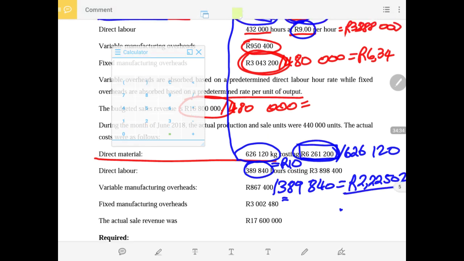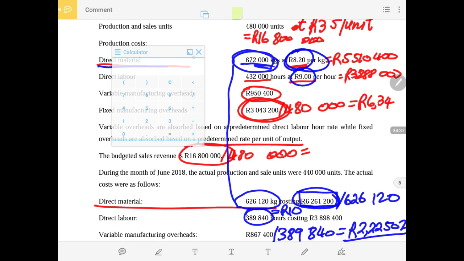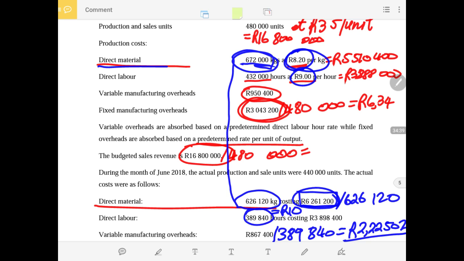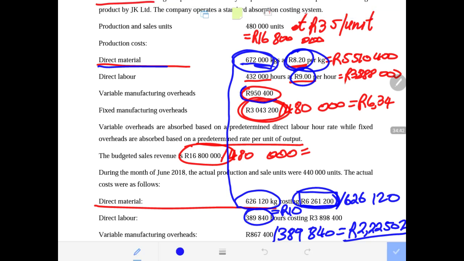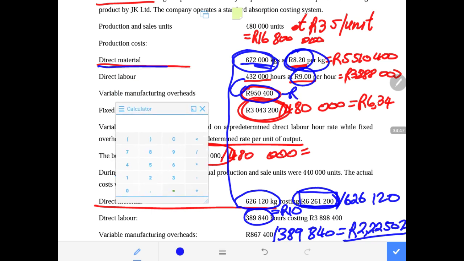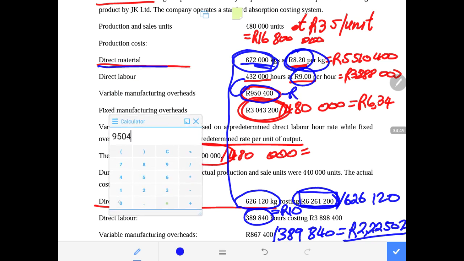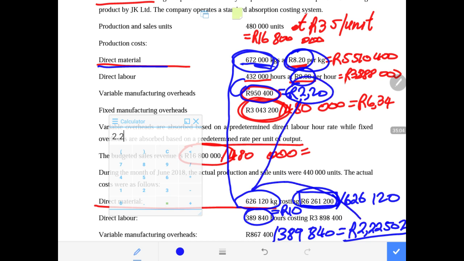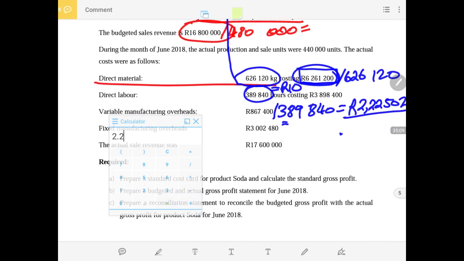Then if we compare with what we budgeted previously, we calculated it, but it did not show all the calculations, but it could have been that amount divided by the labor hours. And let us check how much we could have budgeted per labor hour. 950,400 divided by 432,000 hours, and this was 2 rand 20 cents. Yes, we did calculate it previously. So budgeted was 2 rand 20 cents per hour, but actually we incurred 2 rand 23 cents. So the variance again will be unfavorable, also with the variable overheads.